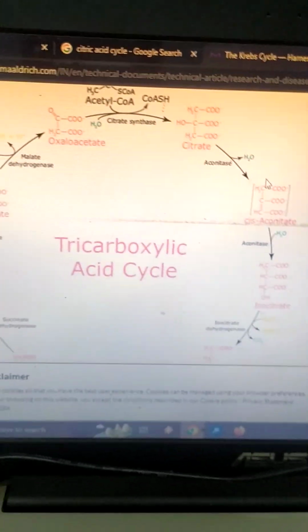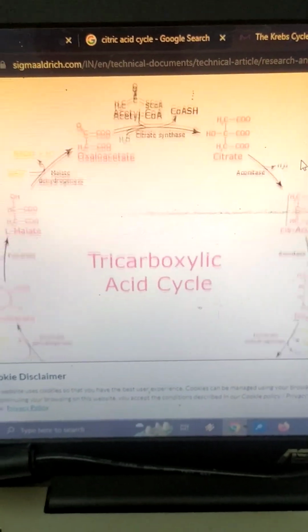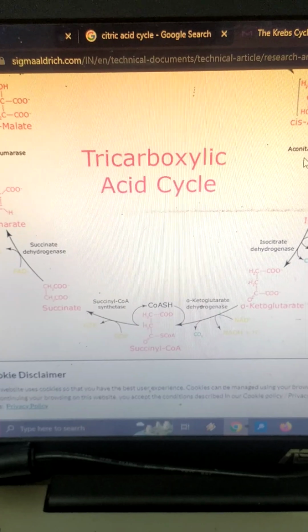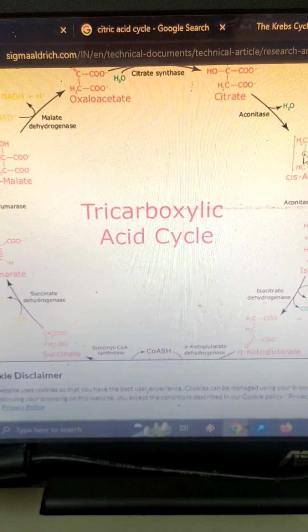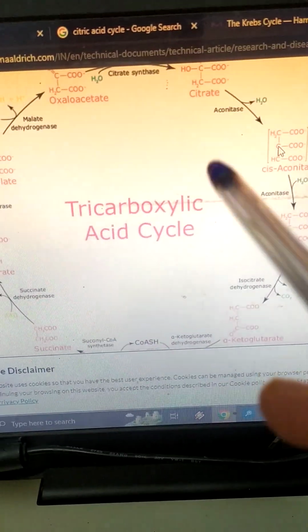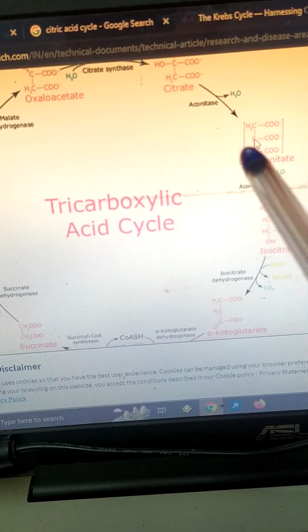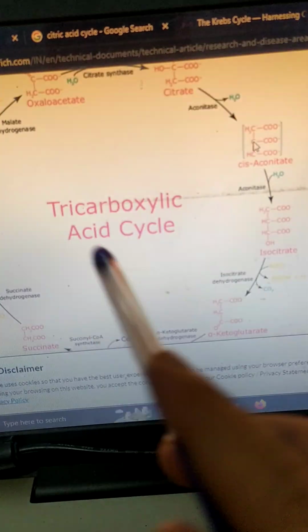This is the diagram of Krebs cycle. Why is this called the cycle? Because the final product and the initial product are the same.